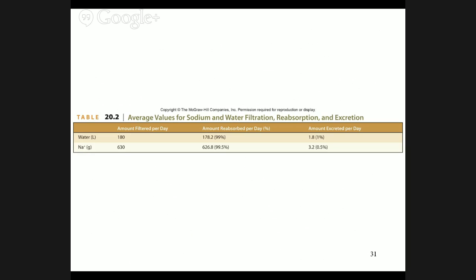These are the average values for sodium and water filtration, reabsorption, and excretion. The average amount filtered per day of water is 180 liters. The amount reabsorbed is 99%, and only 1% of water is excreted. Sodium, 630 grams, 99.5% is reabsorbed, and only 0.5% is excreted.